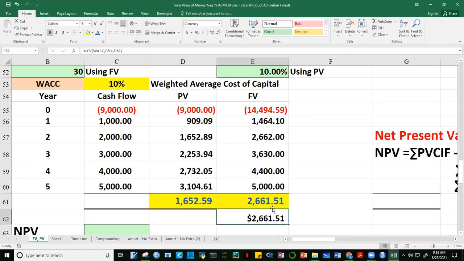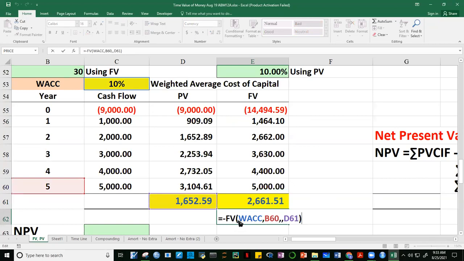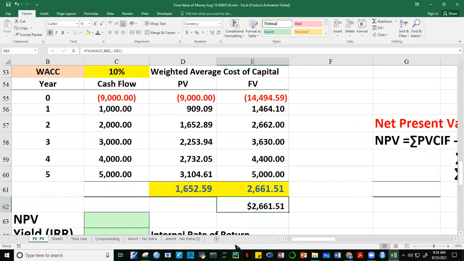And then we said that to validate that, we can get the future value of this. So in this formula, I'm using negative FV, then the rate is the WACC, the NPER is 5, and actually I could have used this also to be consistent. I'll just use that. And the present value is 1652. Okay, and then we get 2661.51. So it's the same. We were able to validate that the future value of this NPV is the same as getting the NFV.